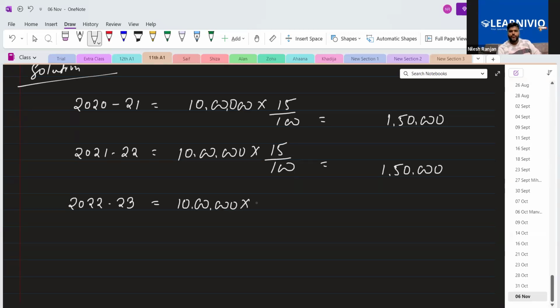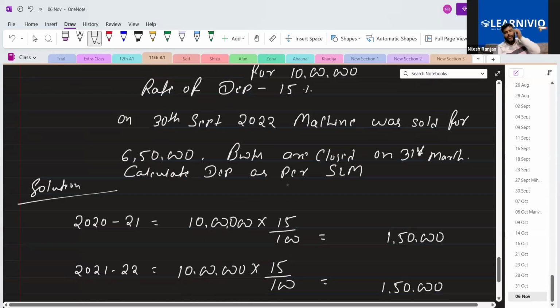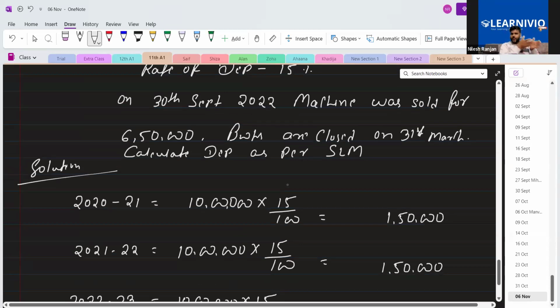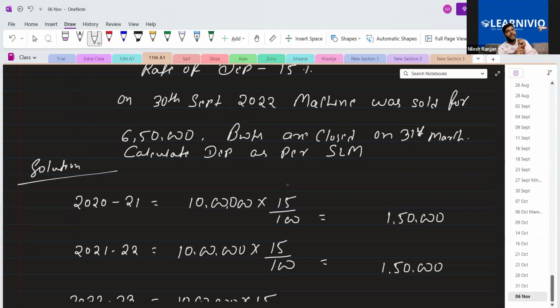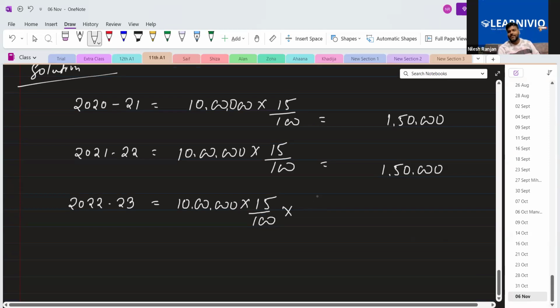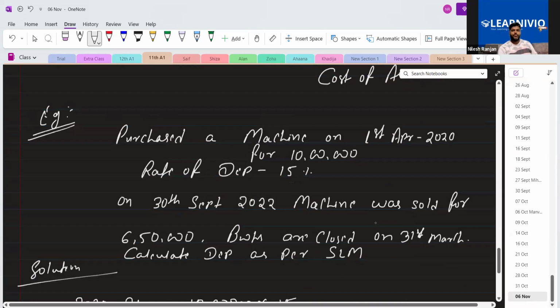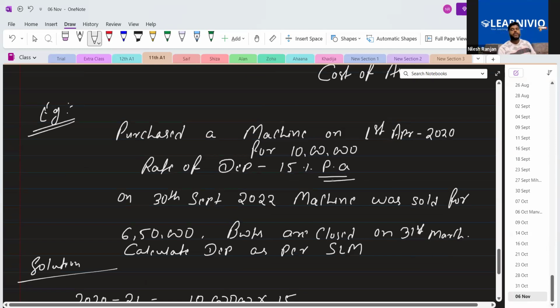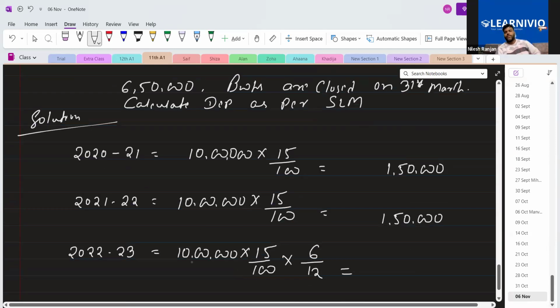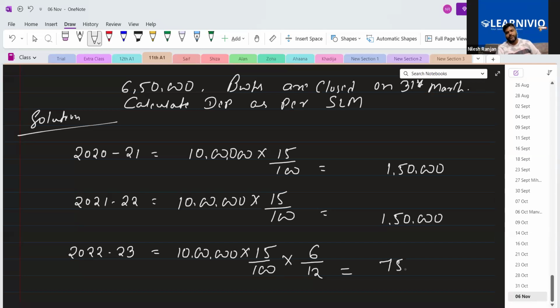So it will be 10 lakh into 15%. But in this year, the machine is not used for the whole year because it is sold on 30th September 2022. The year starts from 1st April, so the machine is used for April, May, June, July, August, September. So total 6 months. Sorry, I got confused. So it is used for 6 months, so 6 by 12. Now, 10 lakh into 15%. Actually, there should be 15% per annum. If it is not written, it means simply 15% will be charged. So 10 lakh into 15% into 6 by 12, it will be 75,000 in the third year.